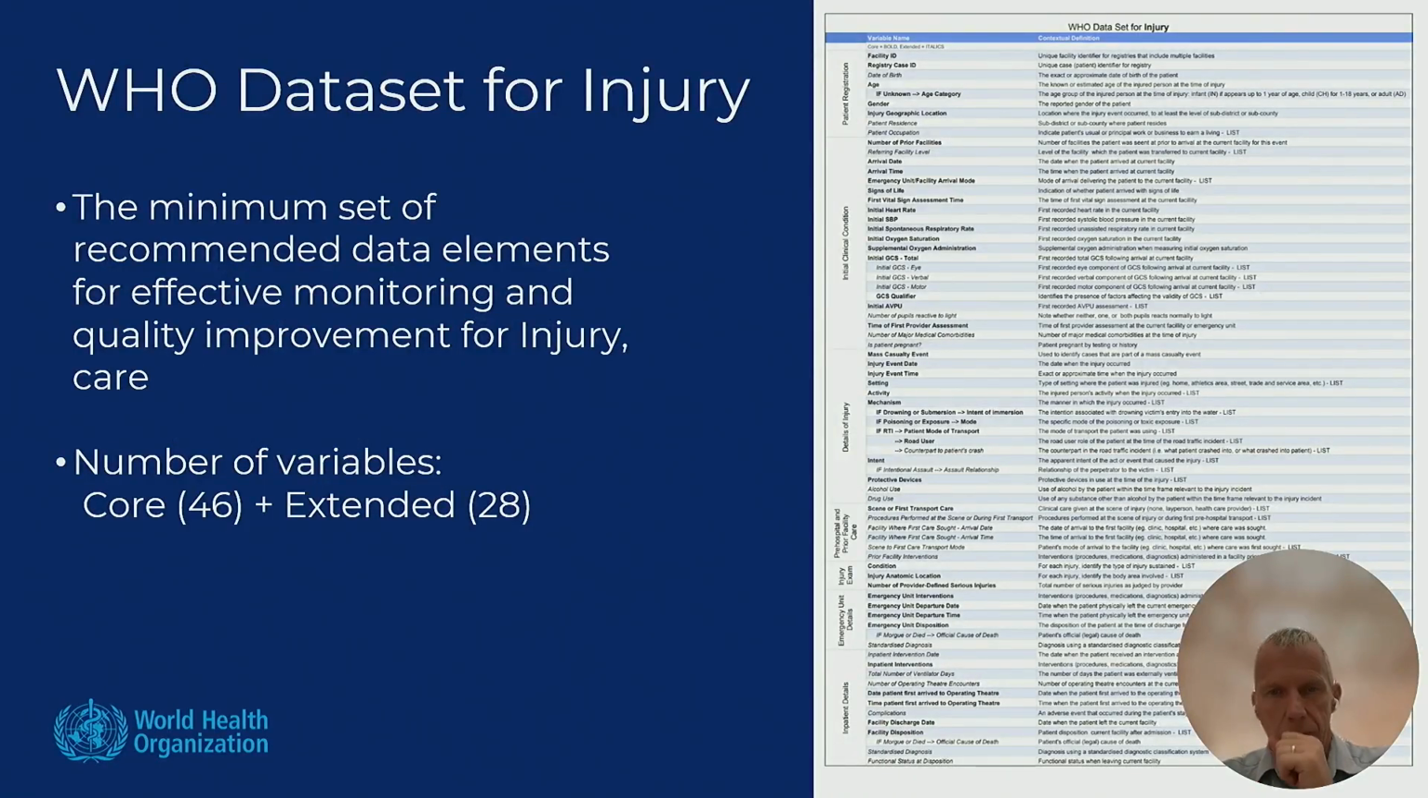Dataset for injury developed over a multi-year period with multiple partners. WHO's quite slow at developing technical products, apart from in emergency response situations. But the reason we're slow is that we undergo a really robust global process with a very, very wide range of partners, which means that when we bring tools out, they are incredibly powerful. Ministries take them very seriously, and it allows scale up of implementation. So this has 46 core variables and 28 extended.